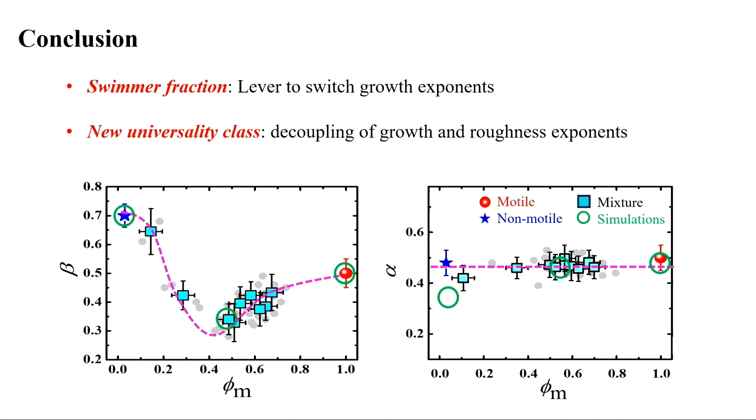our experiments, where controlling the swimmer fraction, in experiments and in the simplified model that we are showing, allows us to switch the growth exponents from 0.67 to 0.3 and to 0.5 in a very non-monotonic manner. Such decoupling of growth and roughness exponents is not predicted or expected, and hence I think there is something more to think and discuss about. So with that, thank you.